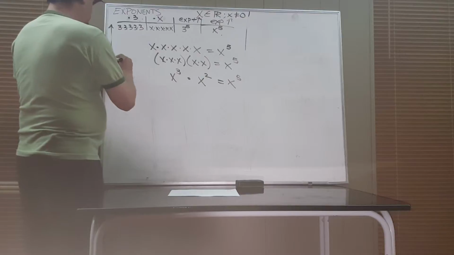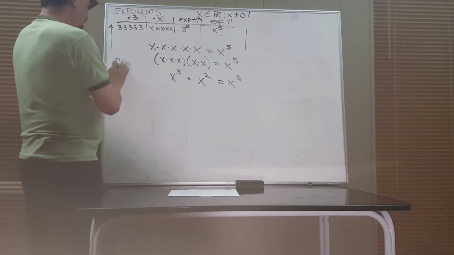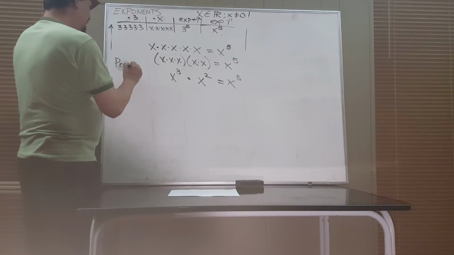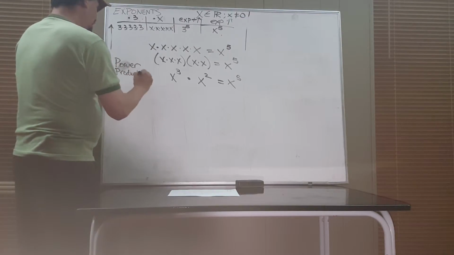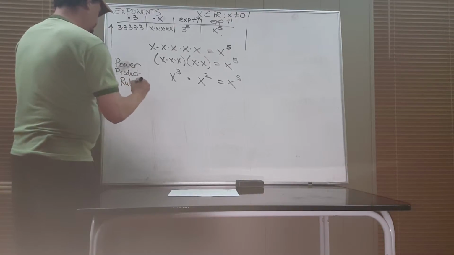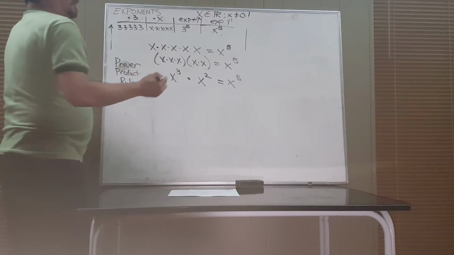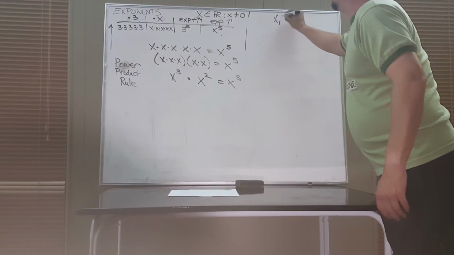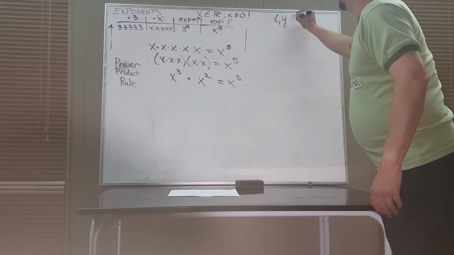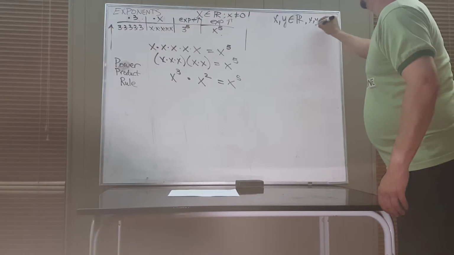And that brings us to the power product rule. Say that 10 times real fast. Backwards. Power product rule. Okay? Power product rule is that if we have, we're going to use x and y, are real numbers, x and y not 0.